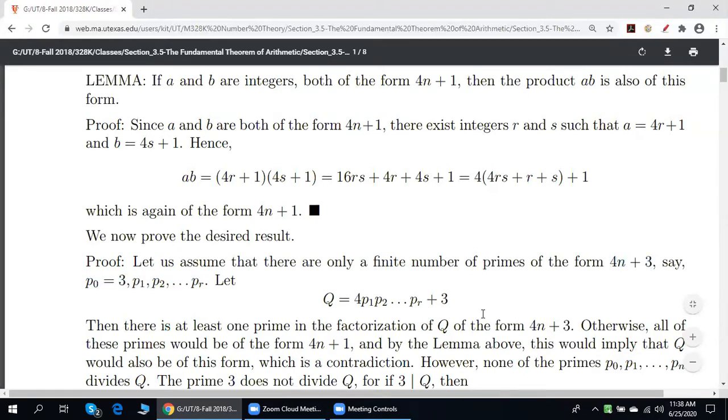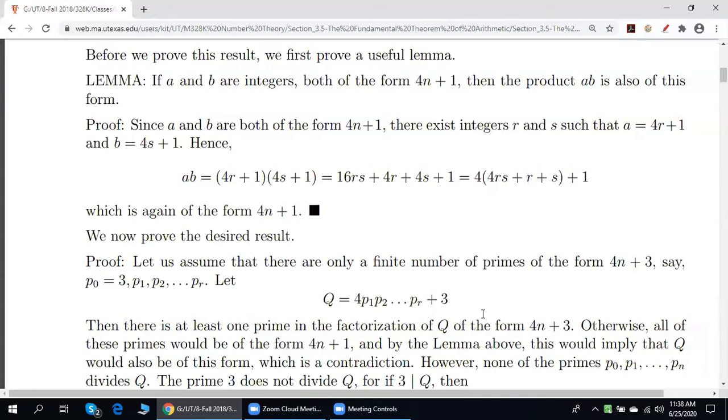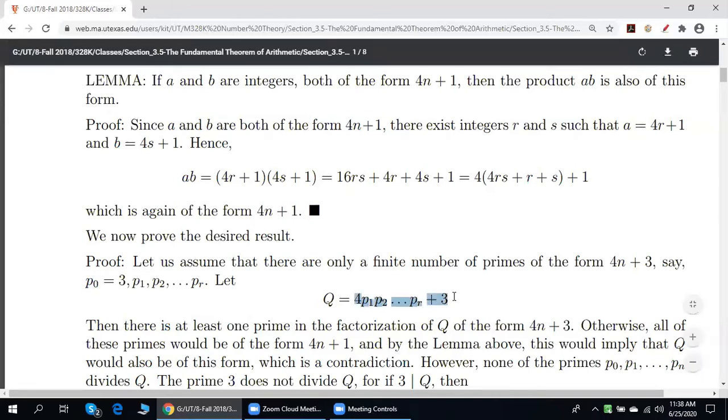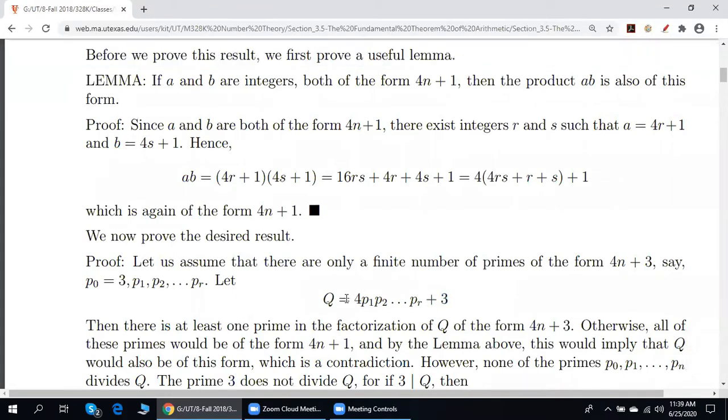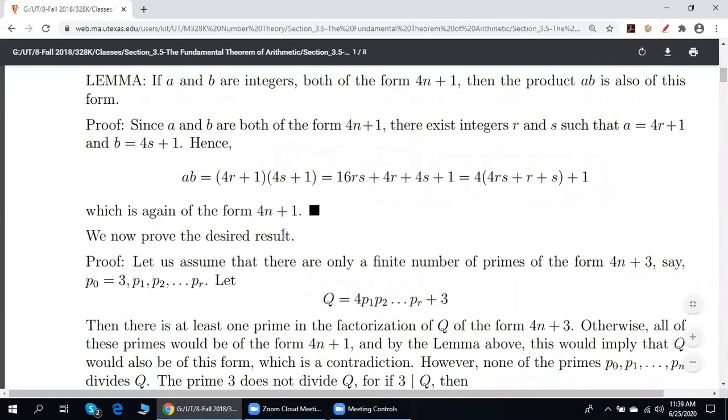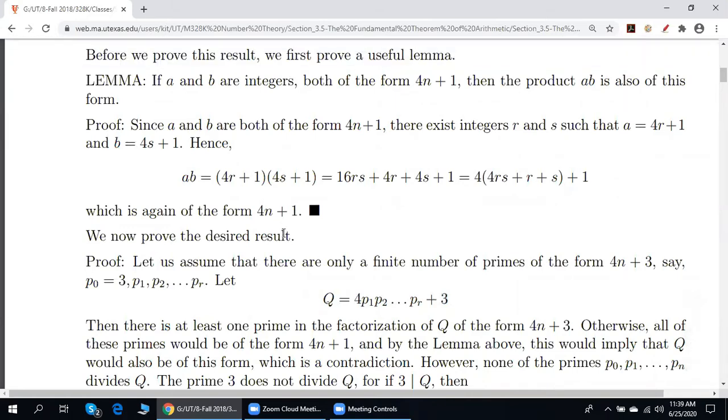Here is what we do next. Let us consider the following new number: 4 times p1, p2, and so on, pr, plus 3. Note that 3 is p0. So what is written here can be rewritten in the form 4 times p1, p2, and so on, pr, plus p0. Let us compare this number with the number that we used in order to prove that there are infinitely many prime numbers.